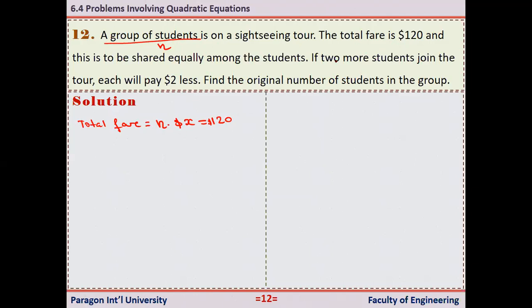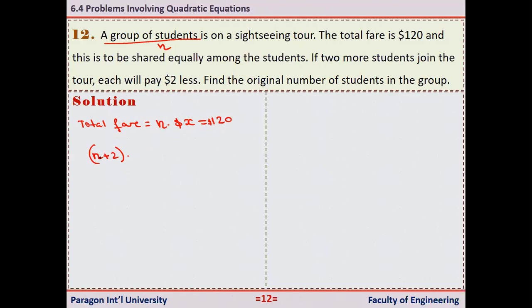In the second part of the problem, it says that if two more students join the tour, the number of students is increased by 2. Now each will pay $2 less because the total amount does not change. The total fare is equally shared among the people, so if we have more people, then each person should pay less.